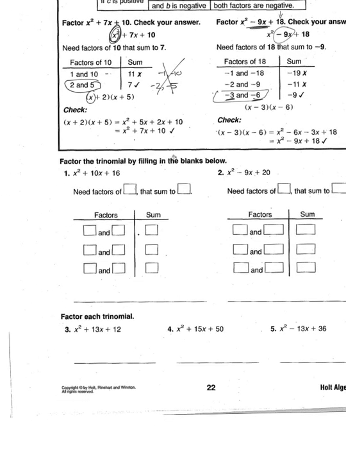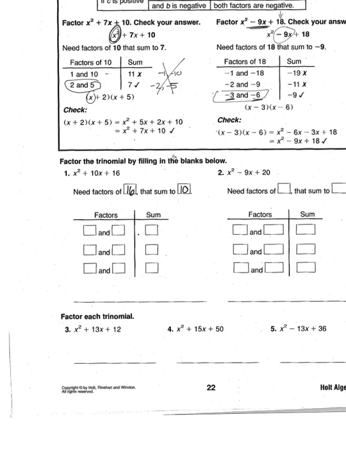It says factor the trinomial by filling in the blanks below. For question 1, we have x squared plus 10x plus 16. We need factors of 16 that sum to 10, okay? So my C value is 16, my B value is 10. And since it's x squared, we already know we're just going to split that x value into my two factors.